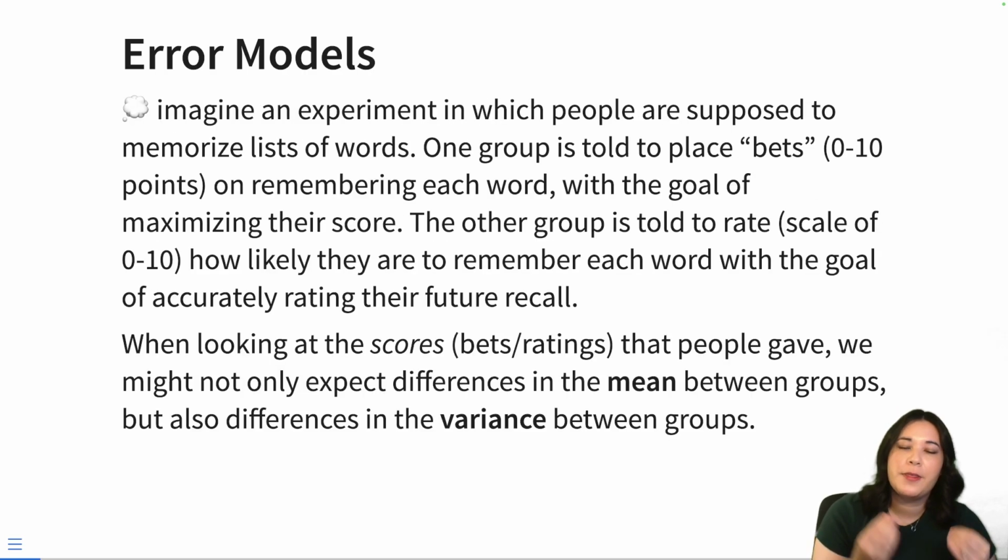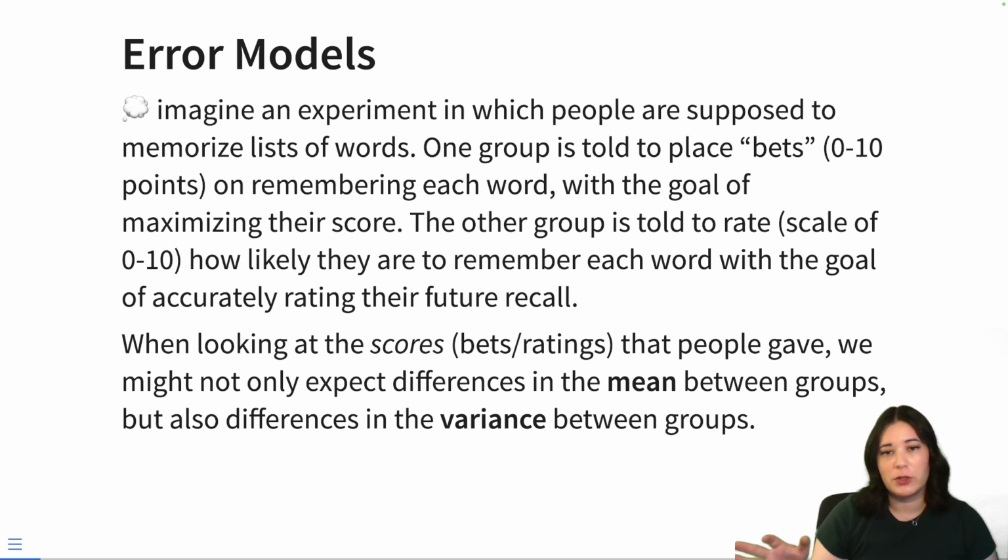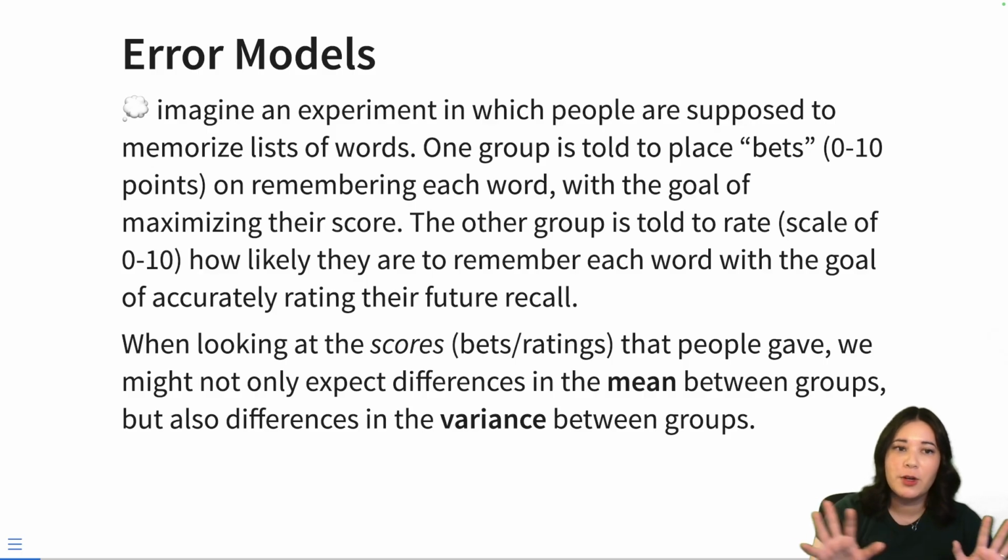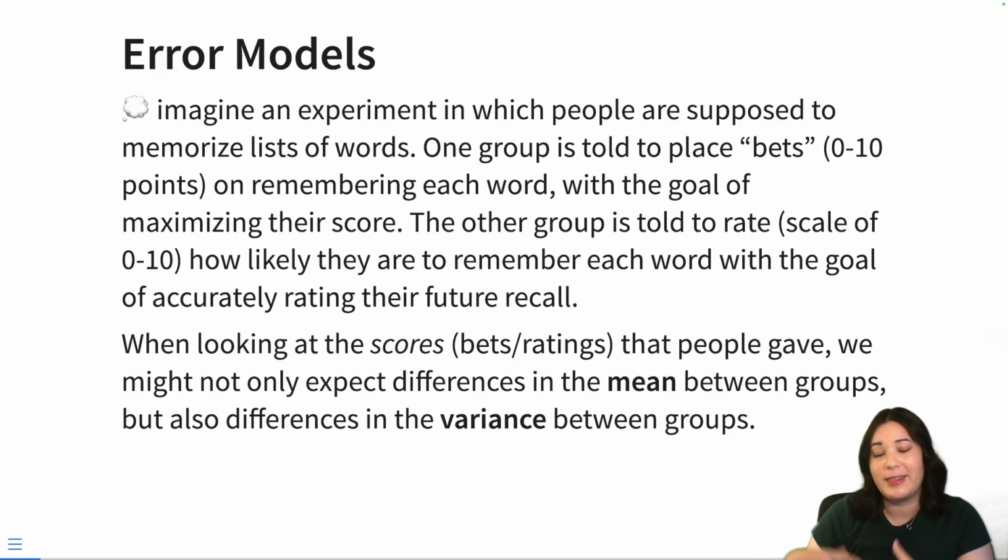For instance, think of this scenario. Imagine that we're doing an experiment in which people are supposed to memorize a bunch of lists of words and then remember those words later on. Let's say one group of these people is told that they're going to place bets between 0 and 10 points on whether they're going to remember the word, and their goal is to maximize their score. They get the number of points they bet if they remember it. They don't get it if they don't remember it.